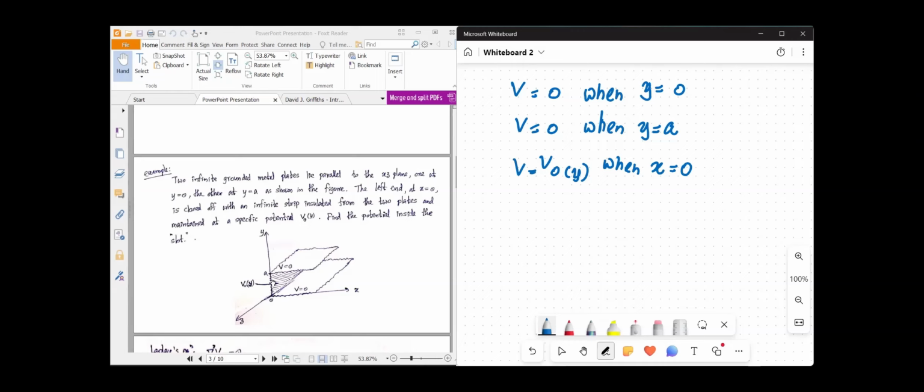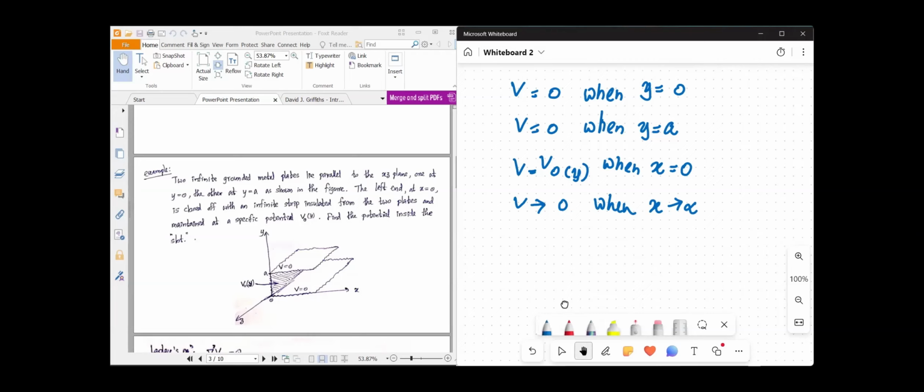So here we have a specific potential, but what will happen when x goes to infinity? What will happen to the potential? The two grounded metal plates have potential 0, so when x goes to infinity, the potential will reach 0 eventually. So these are the boundary conditions we are going to use.